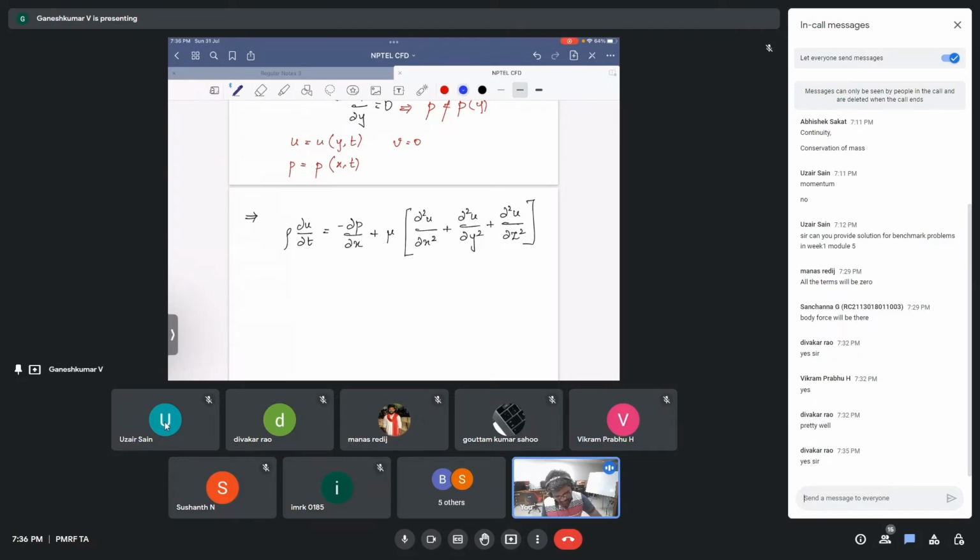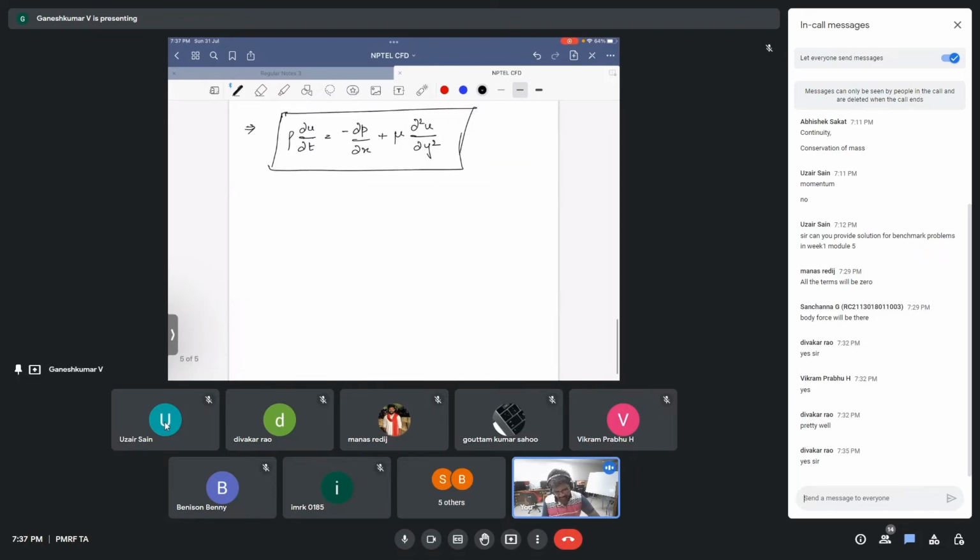Since we already assumed dou u by dou x is 0, this term would go to 0. Again, u is not a function of z because we don't have z velocity or z direction things. We are completely ignoring that, so this term is also going to be 0. So the final resulting equation would be rho times dou u by dou t is equal to minus dou p by dou x plus mu times dou square u by dou y square, right? This is the equation we have.